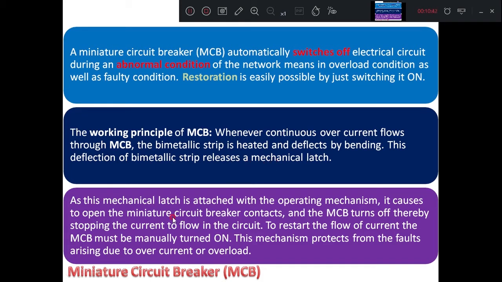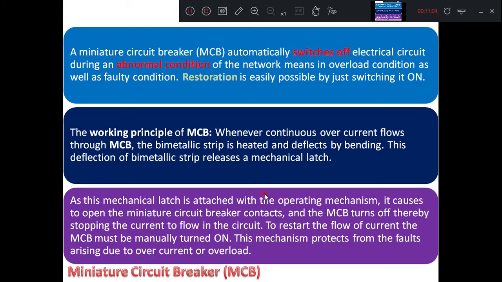There is a mechanical latch. The mechanical latch is connected to a contactor. That contactor will detach from the fixed point. As this mechanical latch is attached to the operating mechanism, it causes the miniature circuit breaker contacts to open, and the MCB turns off, thereby stopping the current from flowing in the circuit.